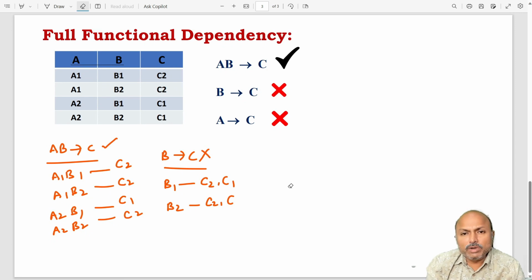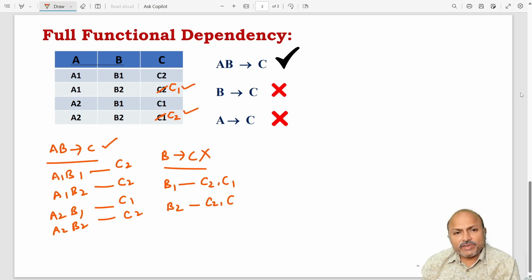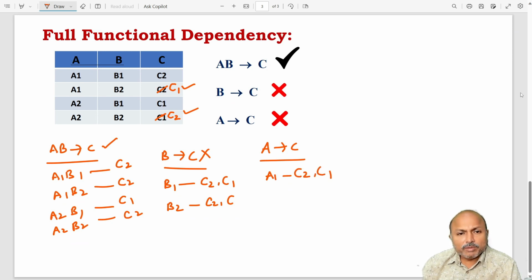See, in this table the values are wrong. Now I will change the values. Let us consider these values so that A arrow C will not hold. Because what is our theme? Full functional dependency means whenever there is a situation like AB arrow C, B arrow C doesn't hold and A arrow C doesn't hold. You observe the values. For A1, the values are C2, C1. Similarly, for A2, the values are C1, C2. So it doesn't hold the functional dependency.